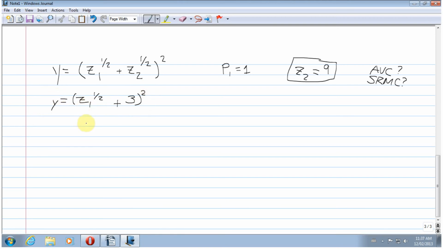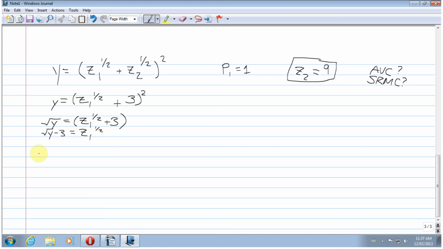Okay, now I'm going to go through and solve for z1 as a function of y, which most of you will recognize as a conditional input demand. If you don't, learn what a conditional input demand is. Okay, don't have time to draw a square root symbol. So I've taken the square root over to the y, and that now equals z1 to the 1/2 plus 3. Okay, now I'm going to subtract the 3 from both sides. Root y minus 3 equals z1 to the power half.